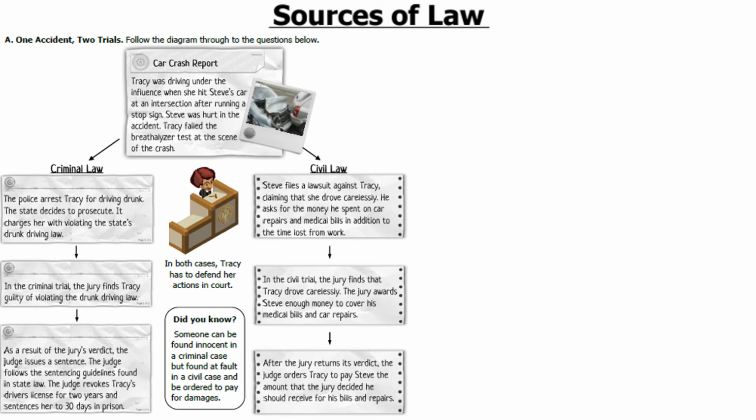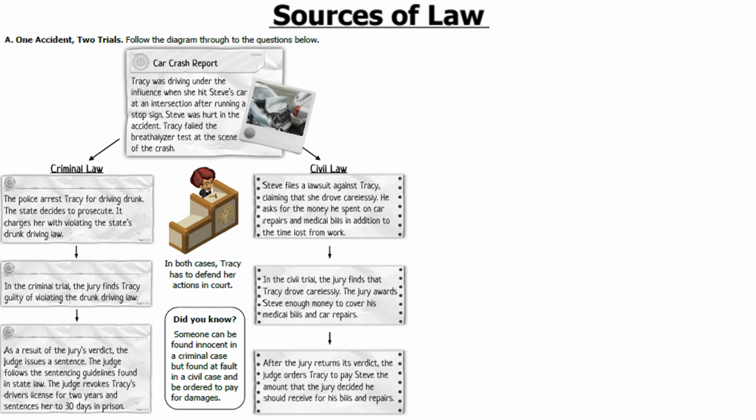In the civil trial, the jury finds that Tracy drove carelessly. The jury awards Steve enough money to cover his medical bills and car repairs. After the jury returns the verdict, the judge orders Tracy to pay Steve the amount that the jury decided he should receive for his bills and repairs. In both cases, Tracy has to defend her actions in court.